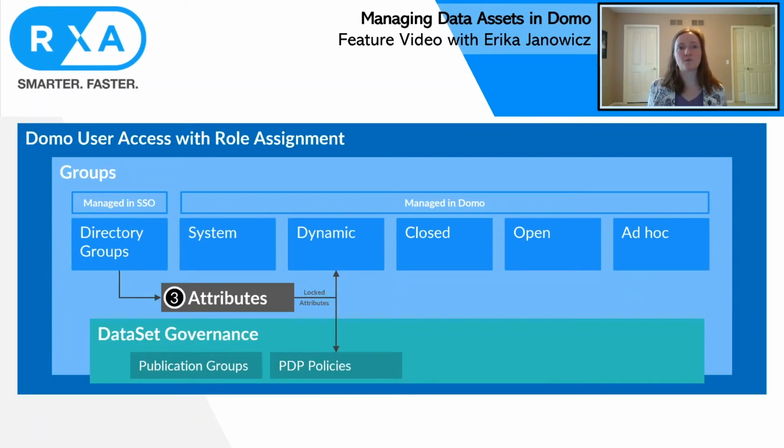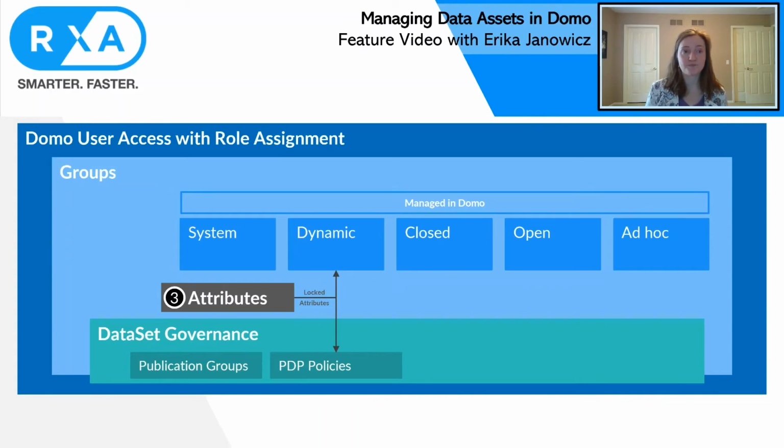So I want to start wrapping up with our third feature of attributes. Now, although we have the map where directory groups are feeding attributes, I want to note that trusted attributes can be set directly in Domo or then supplied by your identity service. So if I remove the directory groups from the map, you will see that attributes can stand alone. Again, attributes can be set directly in Domo.